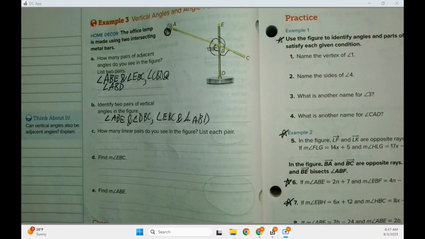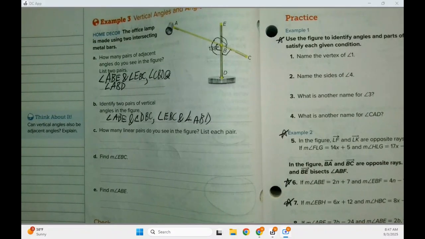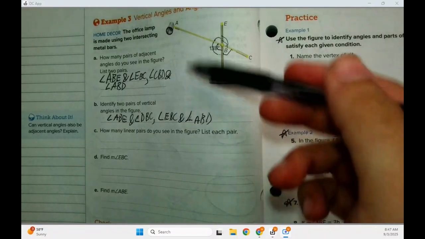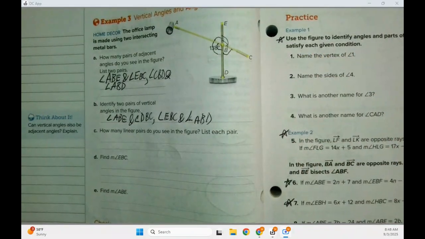Part C says, how many linear pairs do I see in the figure? Right? Linear pair as in adjacent angles that add up to 180. How many adjacent angle pairs do I have that add up to 180 here? Maybe think a little bit more. See how many more you can find. Four. Yeah. Each of these adjacent angles here is going to be a linear pair.